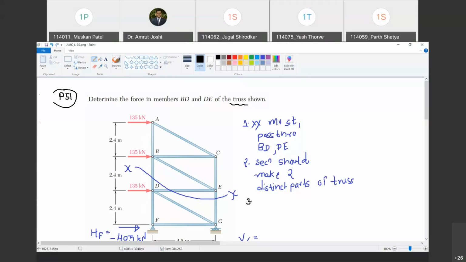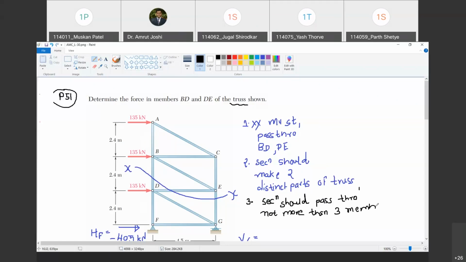Okay. And the third condition is that the section should pass through not more than 3 members. This is very crude; we will explain this a little later. Section should pass through not more than 3 members. Are you with me, Muskan?